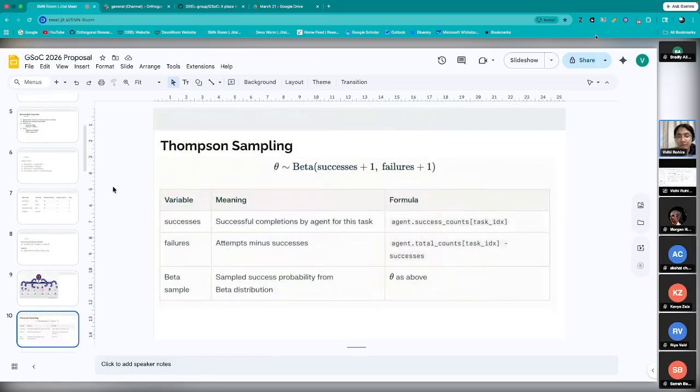Moving on, this was the equation. I don't want to get too much into the technical part of the project, but talking about what I had used, this was Thompson sampling in multi-armed bandits, where theta was dependent on the successes and failures.